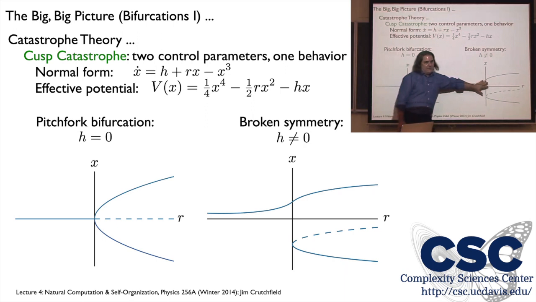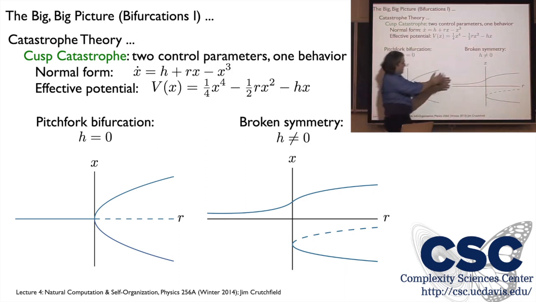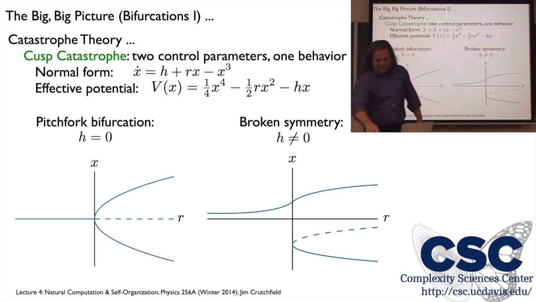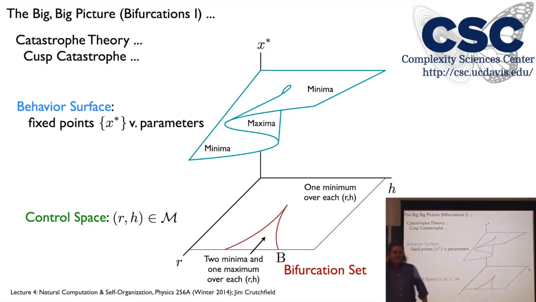Okay, now the exercise we have to do is imagine these bifurcation diagrams as a function of H. I'm showing them as a function of R at two different H values. Now I want you to imagine that in the third dimension, I stack this up: here's H equals zero, here's H positive, and you have to imagine these blue lines actually form a surface. And the result is this.